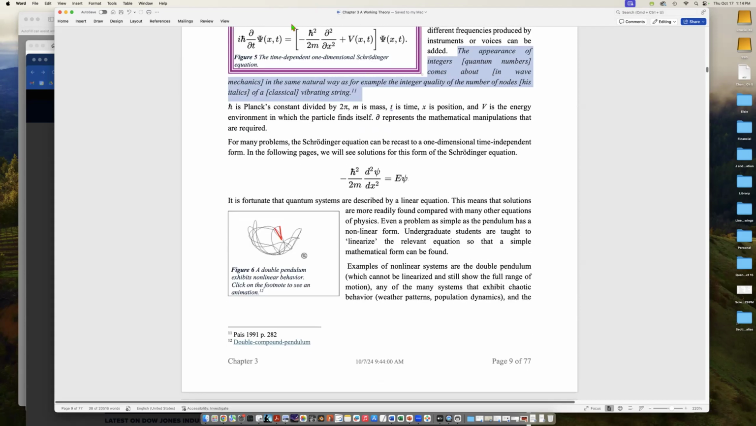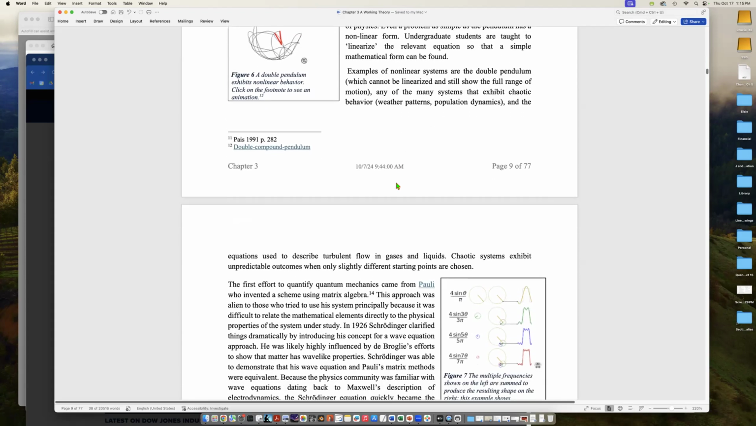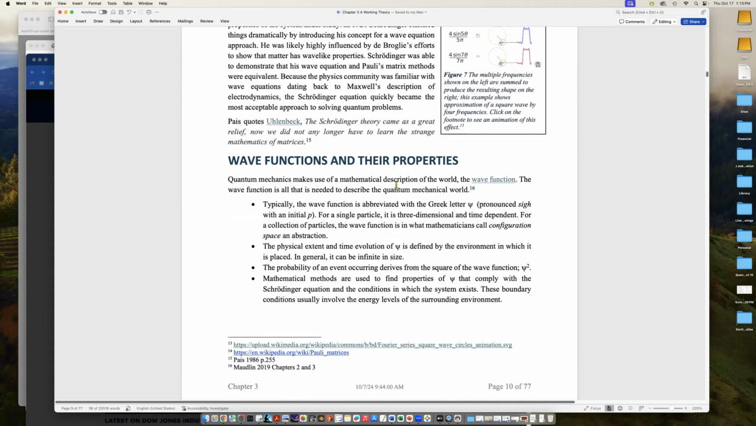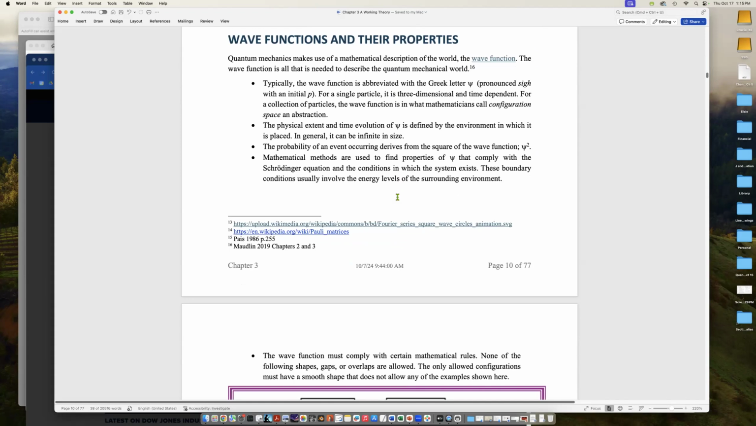Now, we can simplify this if we're looking for something that doesn't depend on time, and a whole bunch of stuff goes away, and we get this simple form where we have the Planck constant, the mass of the quantum particle, and the energy of the system that the quantum is in. So keep this in mind because we're going to do some examples. But before we do, we're going to talk about the properties of wave functions.